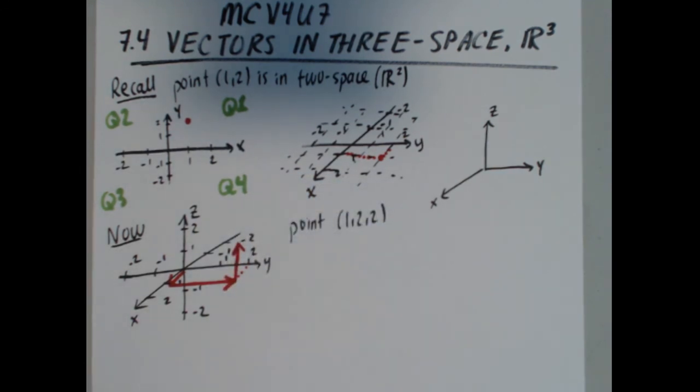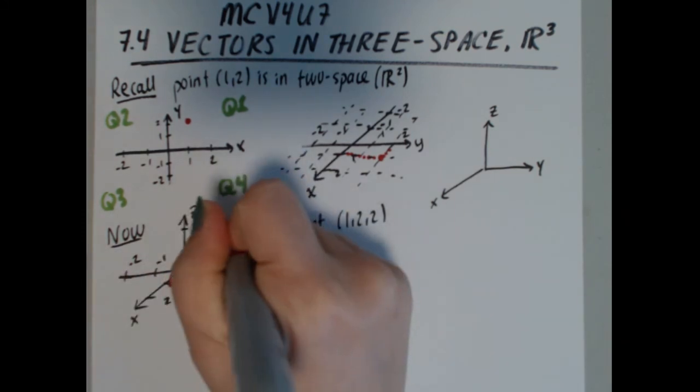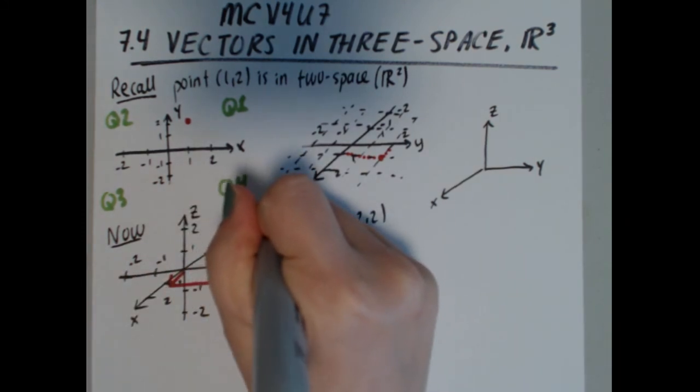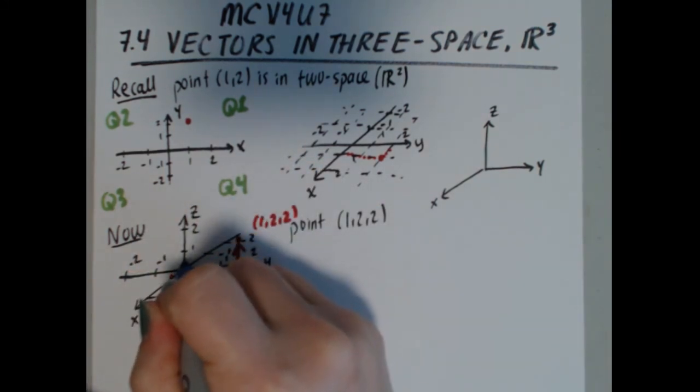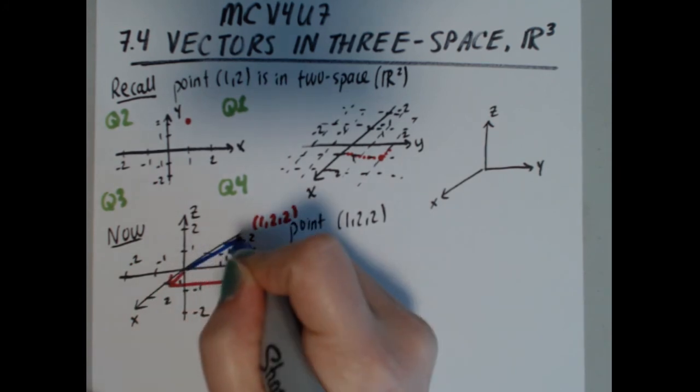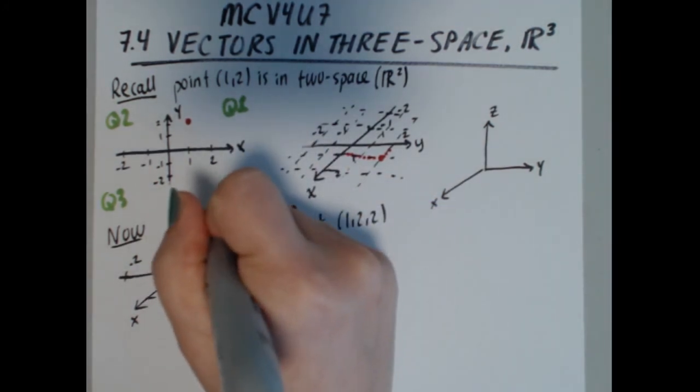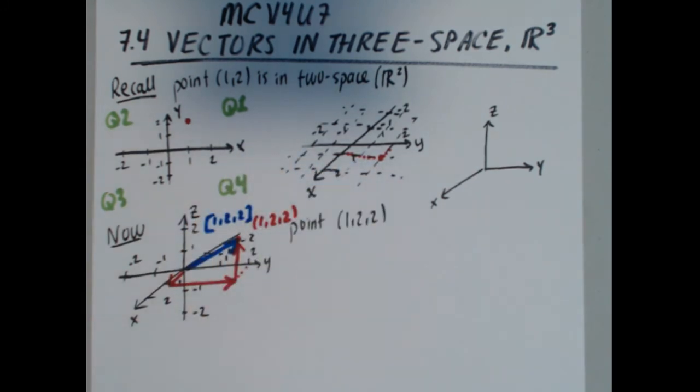Okay, all right, so we have (1, 2, 2). That means the vector (1, 2, 2) is going to go from the origin to this new point. So actually, let me label that point here. So that's the point (1, 2, 2). So the vector (1, 2, 2), or rather the position vector that goes from the origin to that point, will look something like that. Okay, so this is the vector (1, 2, 2). It's a little hard to see there, but it's that dark blue line. Okay, so wherever you start to wherever you finish.